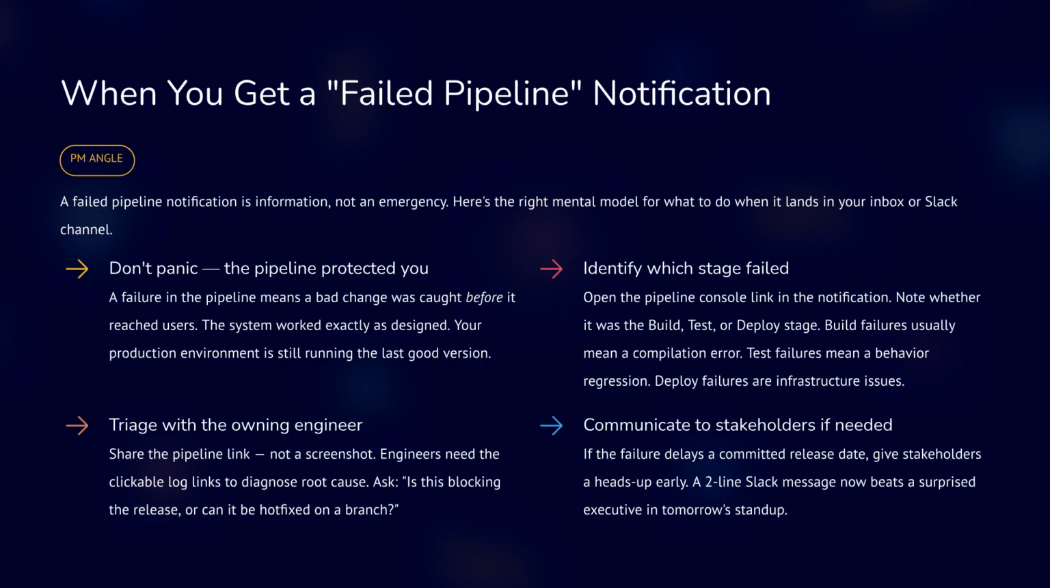If you get a failed pipeline notification, don't panic. The pipeline protected you by catching a bad change before it reached users. Identify which stage failed, triage with the owning engineer, and communicate with stakeholders if necessary.